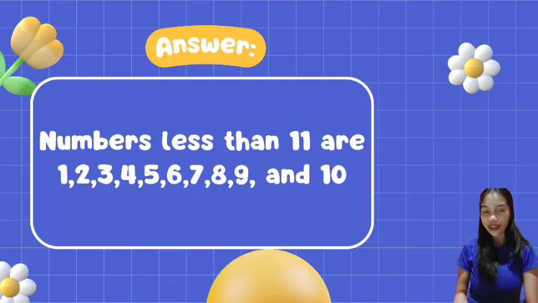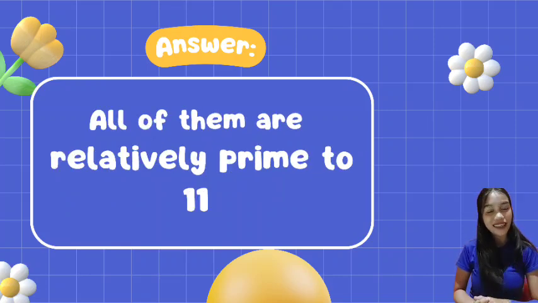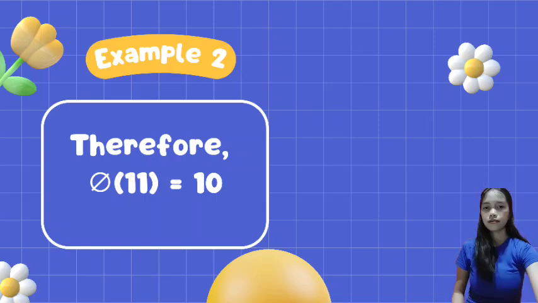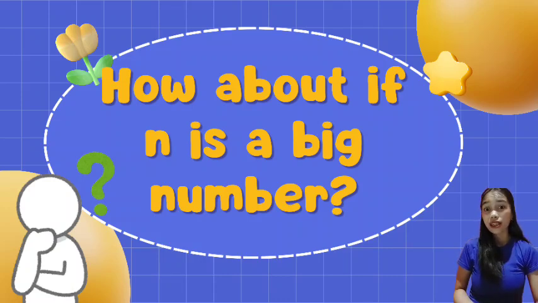The GCD of 11 and the numbers 1 to 10 is 1. Therefore, these numbers are relatively prime to 11. So that means that phi of 11 is equal to 10. Meaning, there are 10 numbers less than 11 that are relatively prime to 11. But how about if n is a big number? How are we going to get phi of n? Don't worry, because we are going to discuss 3 formulas that will make our lives easier in solving phi of n.